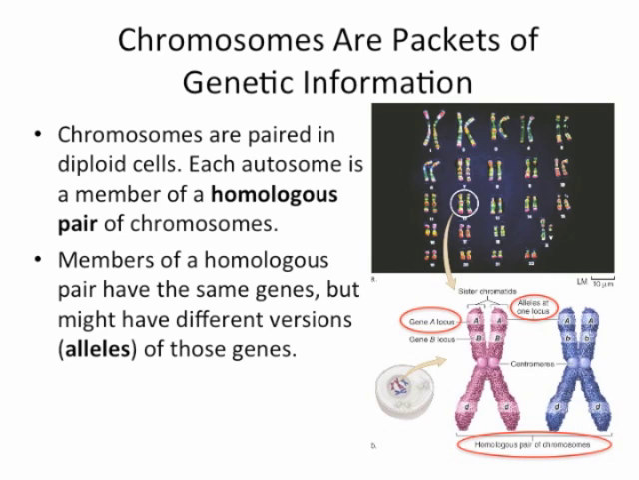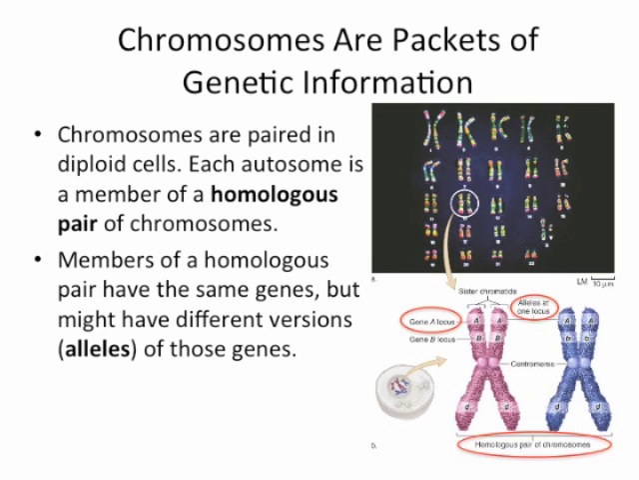Chromosomes in a diploid cell, so in most of your cells that are in your body, are paired. Each autosome is a member of a homologous pair of chromosomes. So this would be one autosome. This would be its homologous pair. So you have two pairs. Members of a homologous pair have the same genes, but might have different versions of those genes. And we call different versions of the same gene alleles. So if you hear the word allele, that's what it means. It means it's a particular version of a gene.